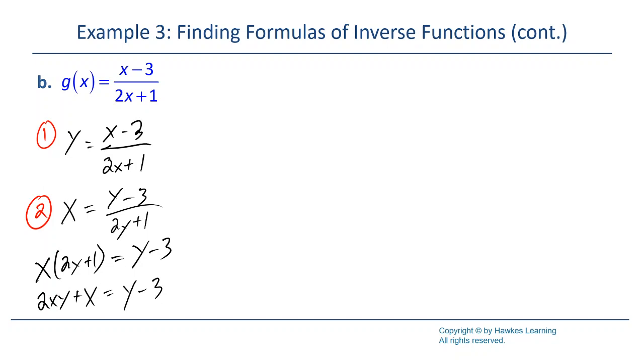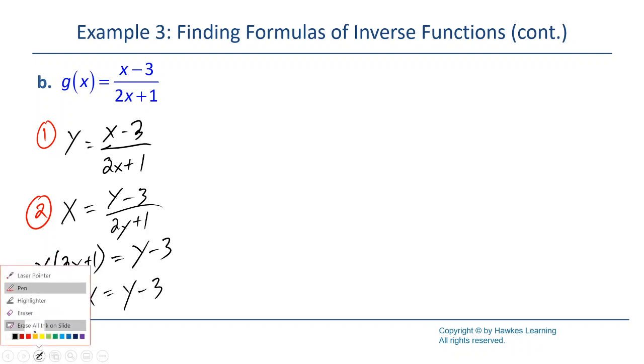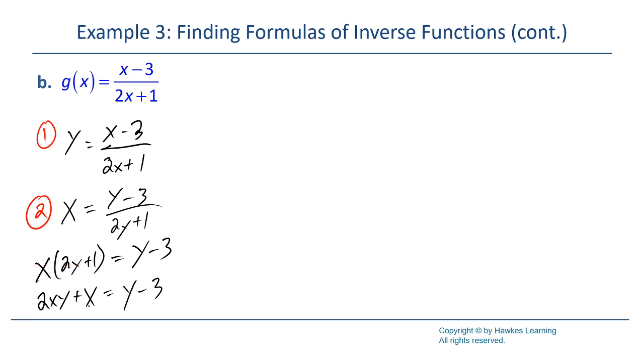Now your goal is not necessarily to get y by itself, but to get everything with a y on one side, and then get everything without a y on the other side. So to do that, everything without a y, I'm going to move to the right. So I'm going to subtract x from both sides. But at the same time, I'm also going to subtract y from both sides.